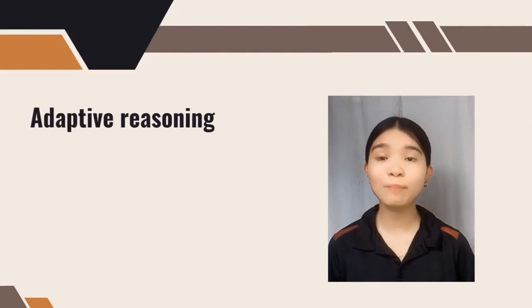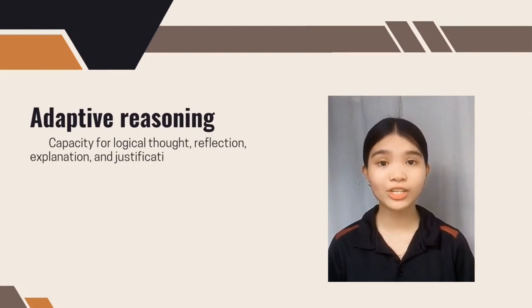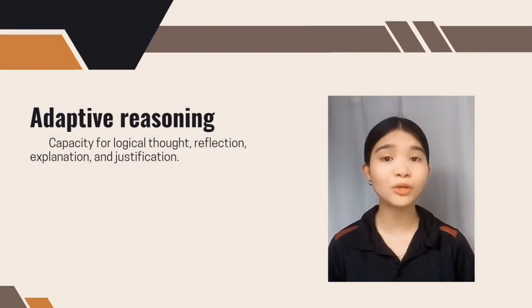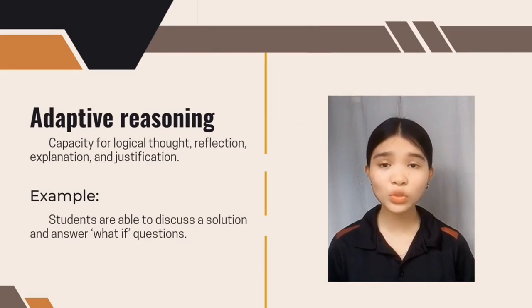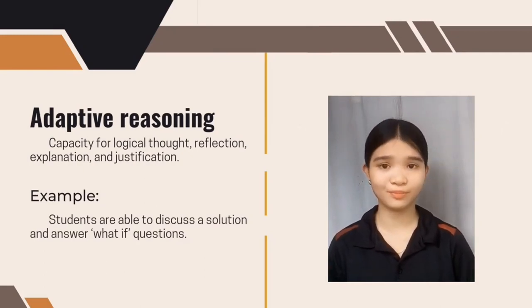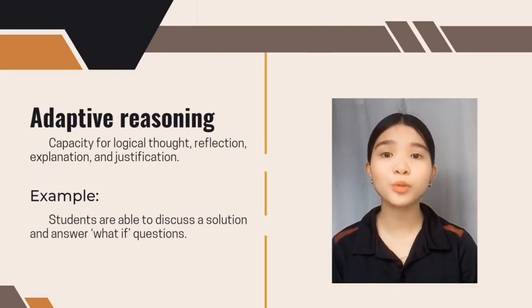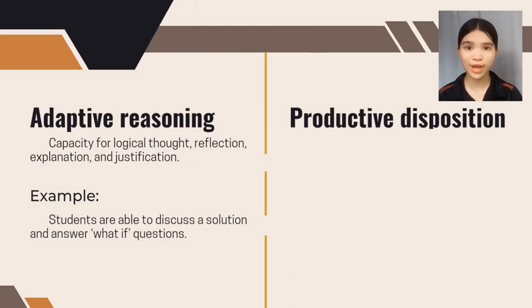The fourth strand is adaptive reasoning, which means the capacity for logical thought, reflection, explanation, and justification. In mathematics, adaptive reasoning guides learning as students navigate through facts, procedures, concepts, and solution methods to see if they fit together in a way that makes sense. For example, students are able to discuss a solution and answer what if questions. Next, as the other strands develop, so does productive disposition, the fifth strand.